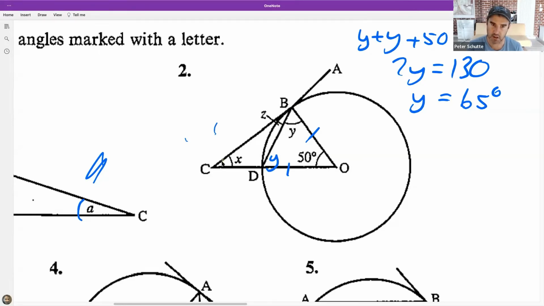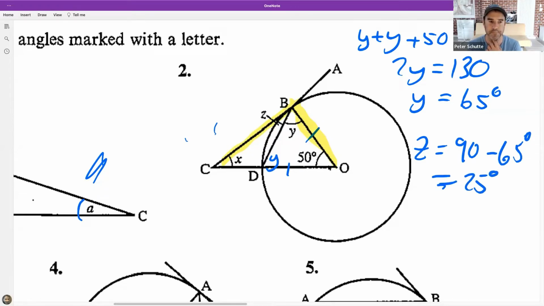Then I said, I know this angle over here is 90, which means that z would have to be 90 minus 65, which is 25 degrees. Okay, what's the last one we have to work out? We have to work out this one over here. X. Does anybody else have X?